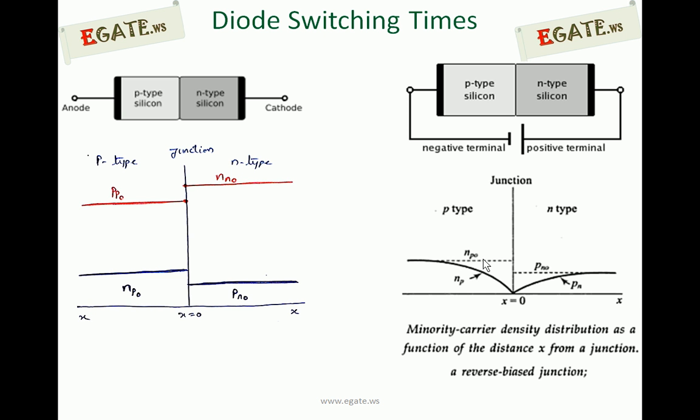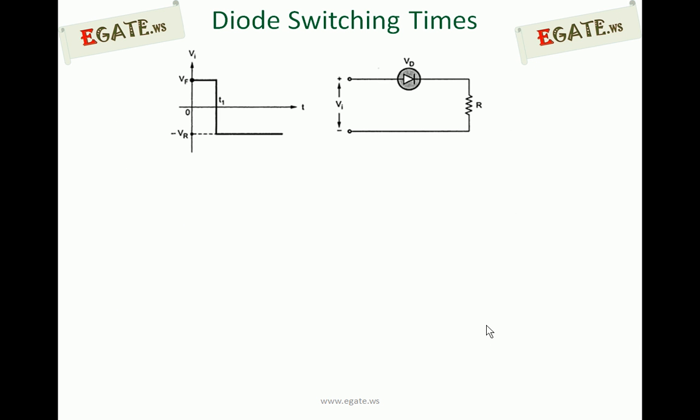Now, if you suddenly change the voltage from forward bias to reverse bias, you must get the situation we previously saw under steady state forward bias change instantaneously to this situation under steady state reverse bias, which doesn't happen instantaneously. That requires some amount of time. The time required to change from forward bias to reverse bias is called the reverse recovery time. We will discuss that reverse recovery time now.